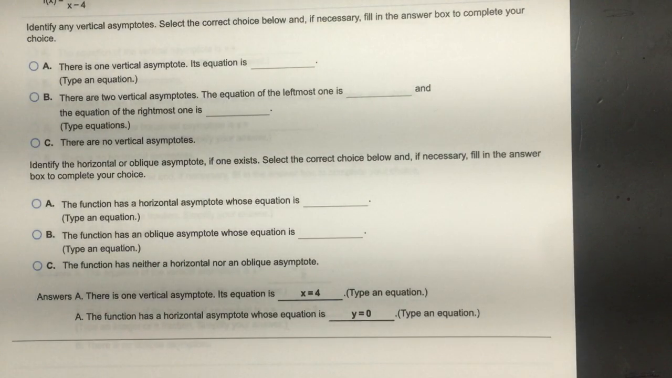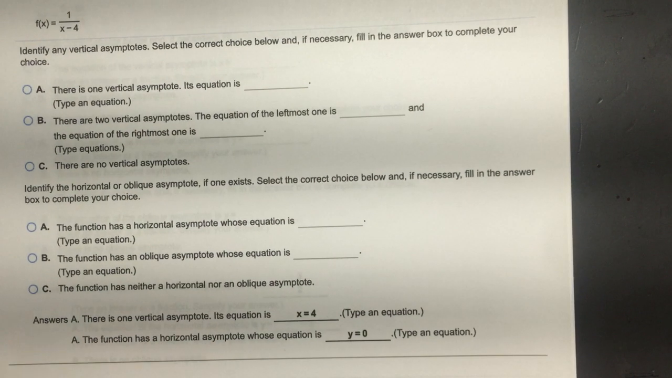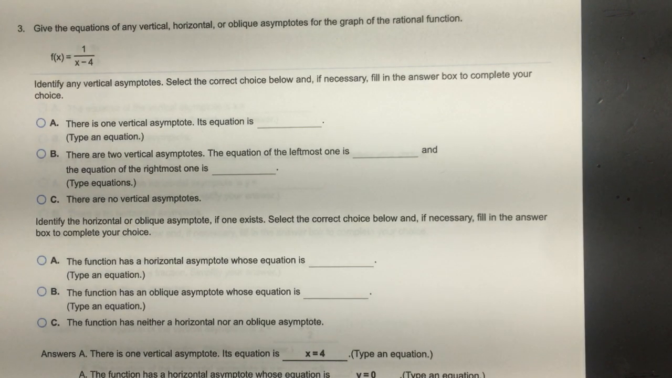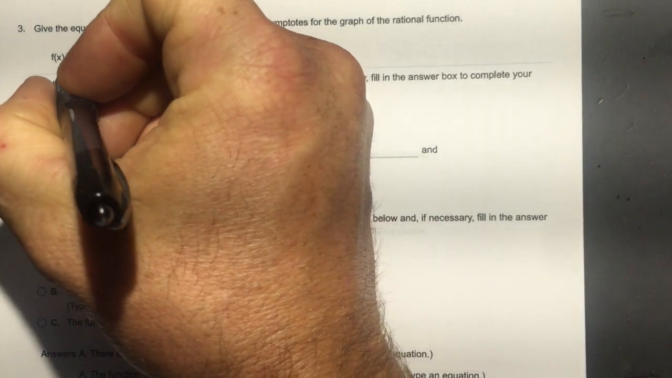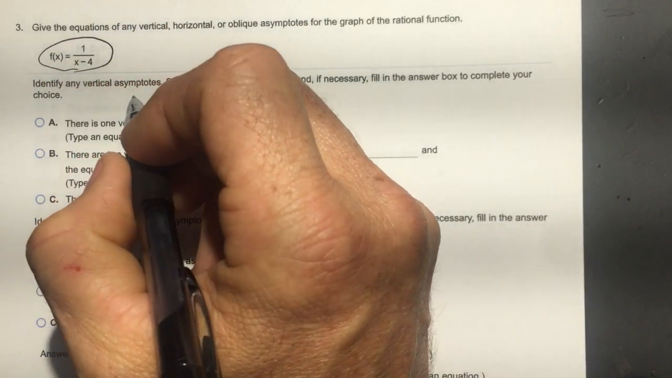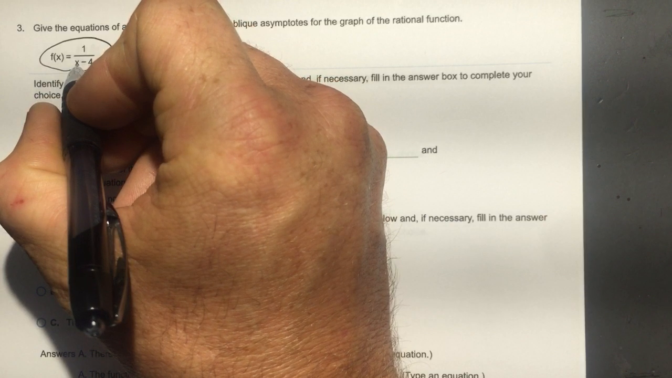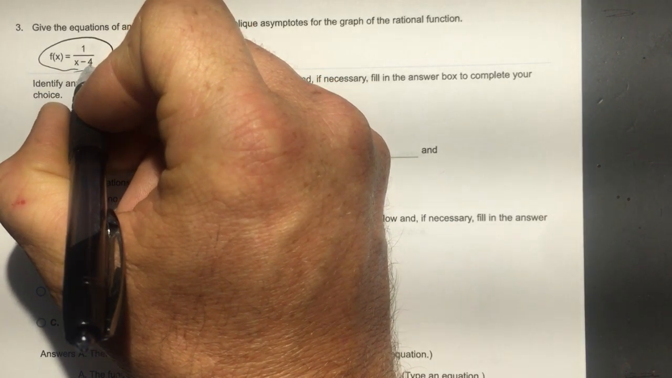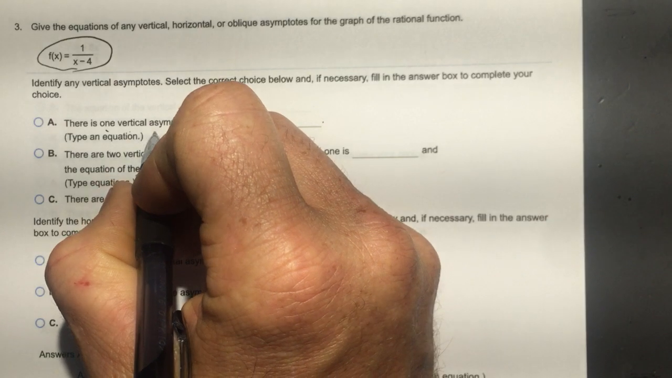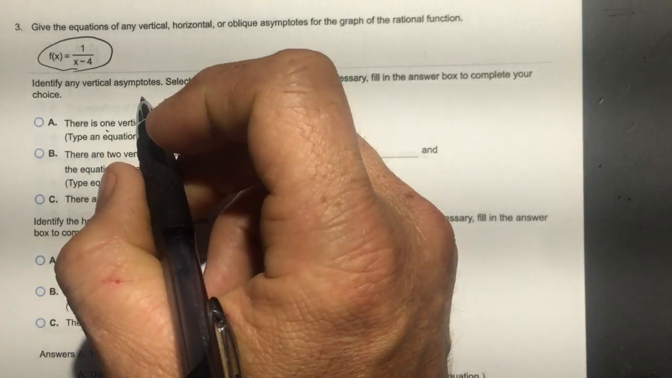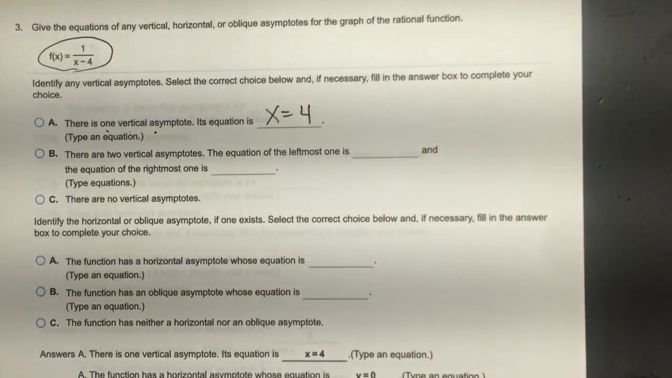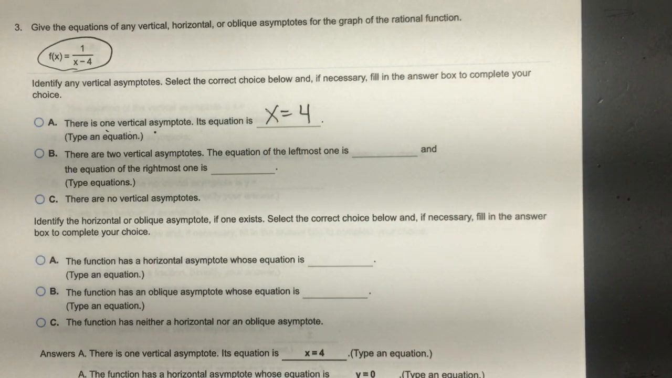Okay, we'll go on here. Number 3. All right, this says identify the vertical asymptote. We got this rational function here. So, yep, right here, 4. 4 minus 4 gives us 0. So there is one vertical asymptote. Sometimes you might have 2 or 3. But this is x equals 4. That's the equation of the vertical asymptote.